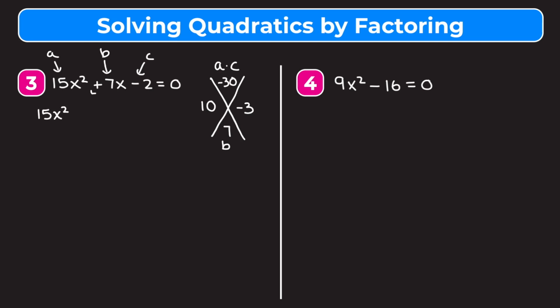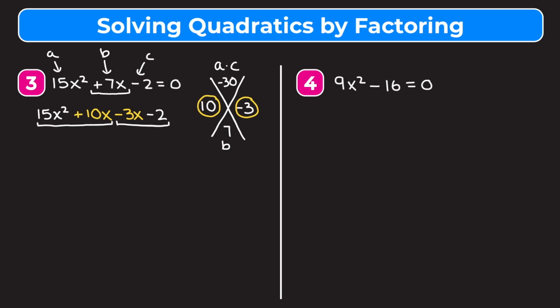So instead of a positive 7x, we want to take these two numbers in this x over here. We're going to split our middle term into two terms with those coefficients. So instead of 7x, we're going to have plus 10x and minus 3x. And then we're going to keep the minus 2 the same. And now what we want to do is factor the left two terms separately and factor the right two terms separately.